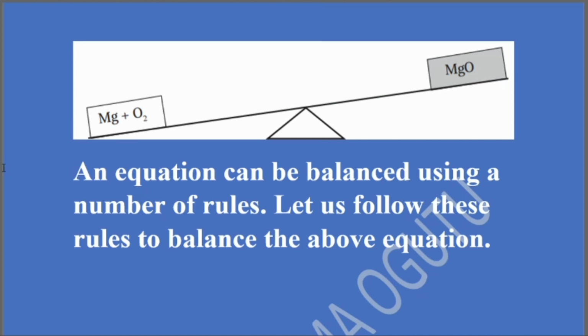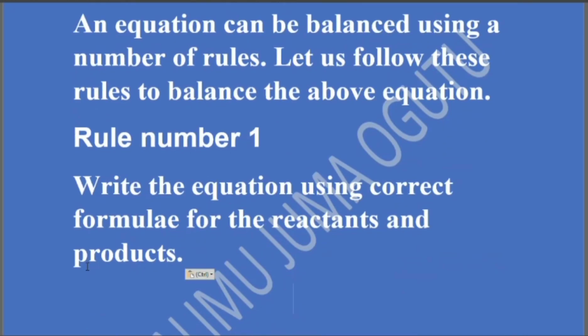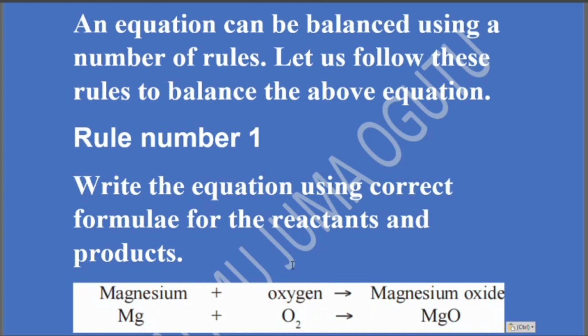Now the rule number 1 that we have to take into consideration is the correct formula of the reactants and the product. That's the rule number 1 that we have to adhere to. Write the equation using correct formula for the reactants and the product. The formula has to be correct.